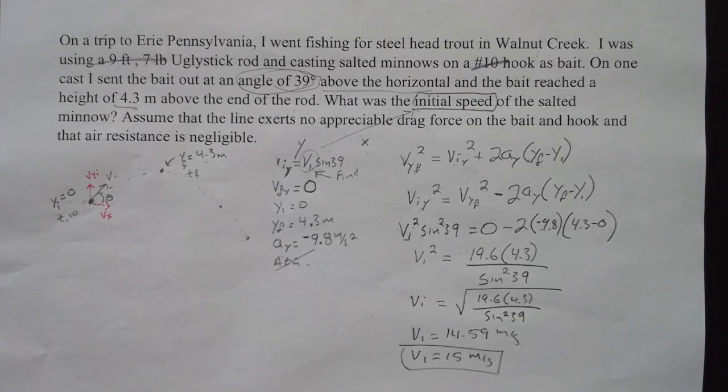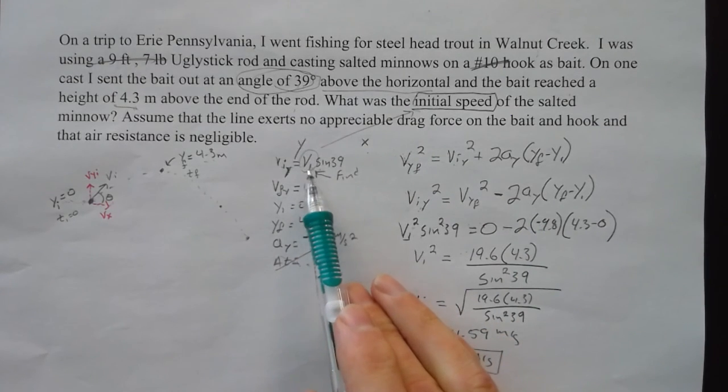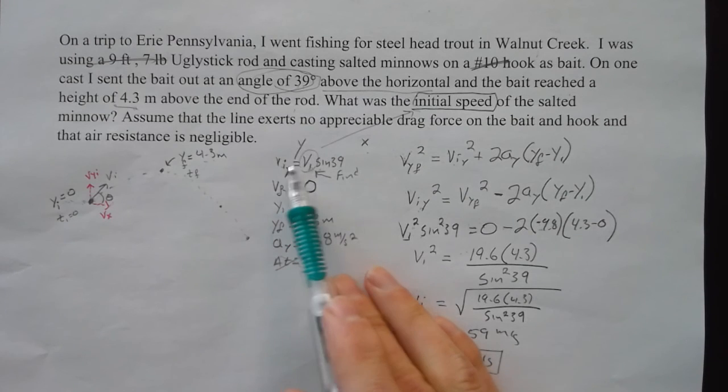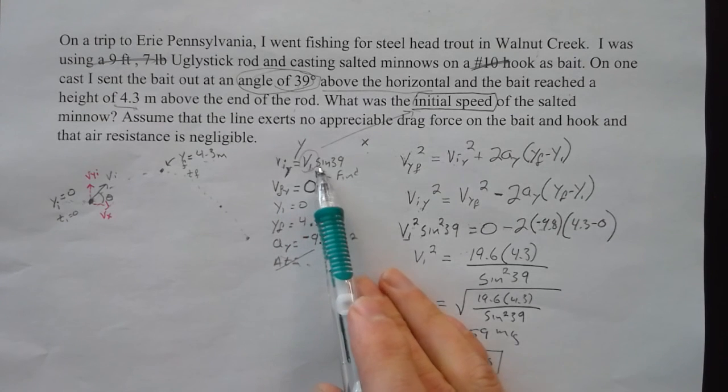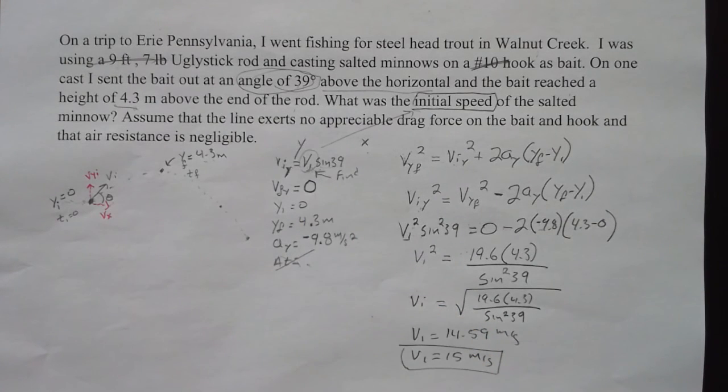Not as difficult, but kids have trouble when they have to find that speed, recognizing that it's that number right there. That the V in the y direction initial is the speed times the sine of the angle. So that number right there tells you the speed.